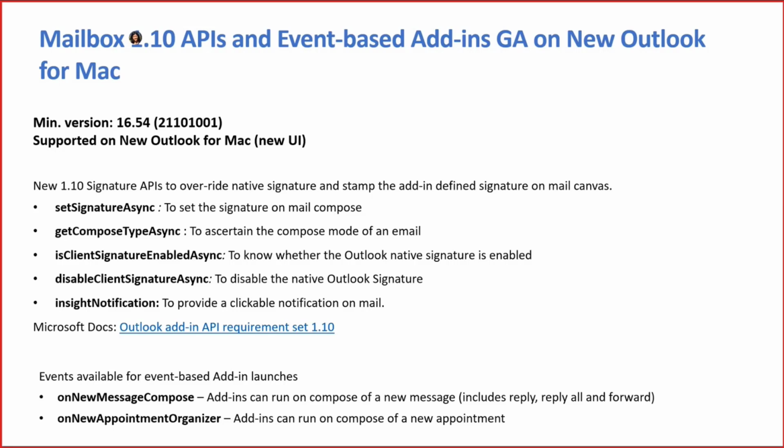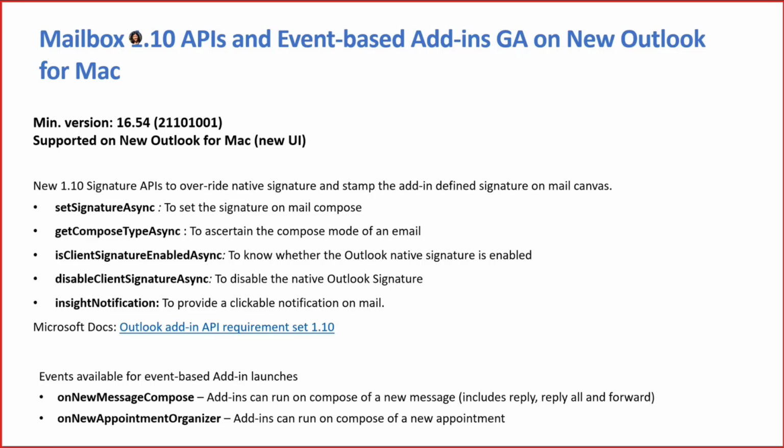I'll do a quick recap. When we talk about the new 1.10 APIs, this covers the signature APIs that we have, which includes setSignatureAsync to set signatures on Mail Compose or Event Compose, getComposeTypeAsync, which will allow you to ascertain the compose mode of an email, isClientSignatureEnabledAsync to know whether an Outlook native signature is already enabled or not, and disableClientSignatureAsync to disable the native signature and insert the signature from the add-in.